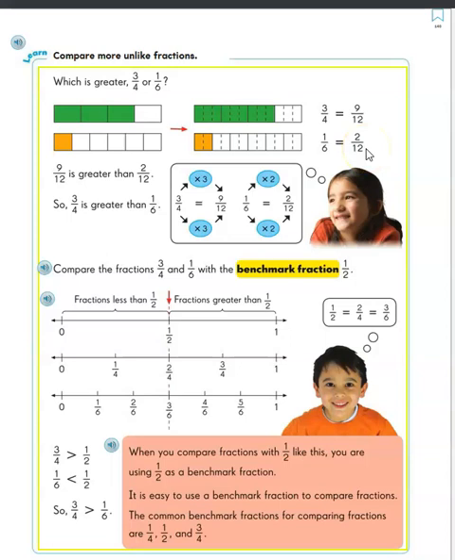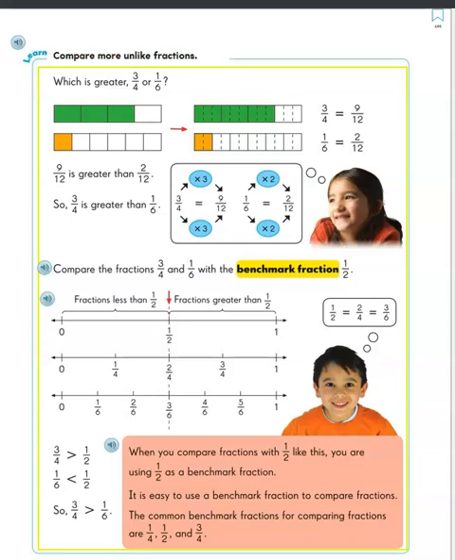So now it is much easier to compare them, right, guys? Because we know that 9 pieces out of 12, of course, is way bigger than 2 pieces out of 12. So that means 3/4 is greater than 1/6, because 3/4 is really the same as 9/12, while 1/6 is only 2/12.